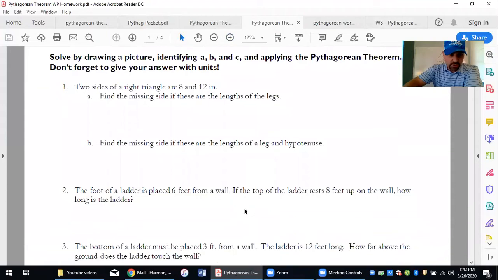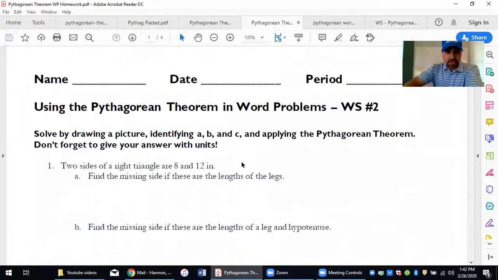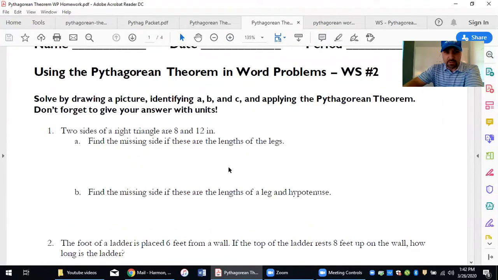Okay, so number 1 on this sheet, 2 sides of a right triangle are 8 and 12. Find the missing side if these are the lengths of the legs. That's A. And B, find the missing side if these are the lengths of the leg and a hypotenuse. We're not going to do that one. I like it though, because you're using the same two numbers and you're going to see how setting them up differently gives you a different answer.